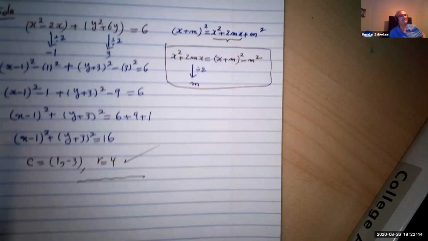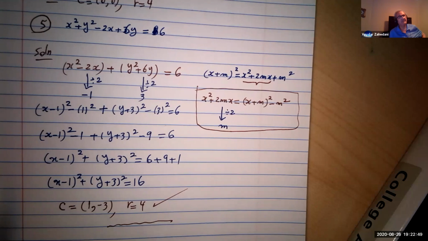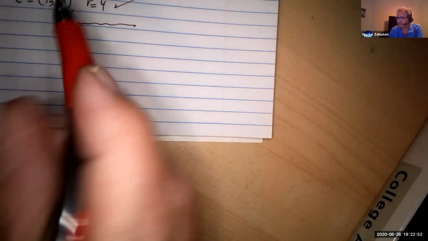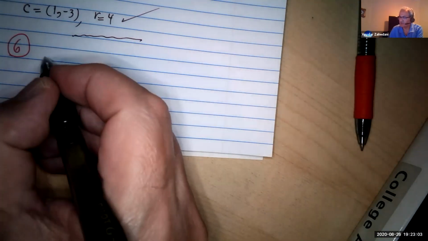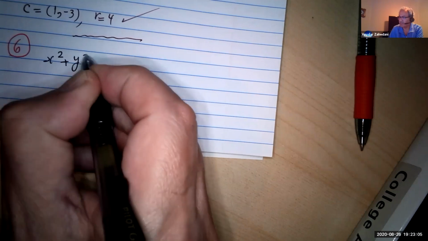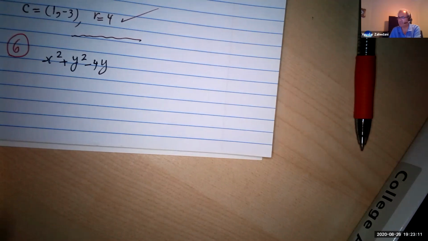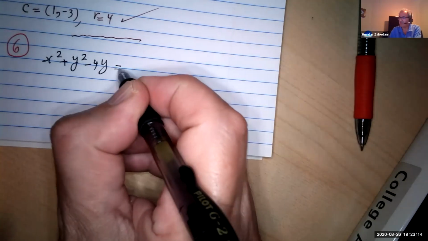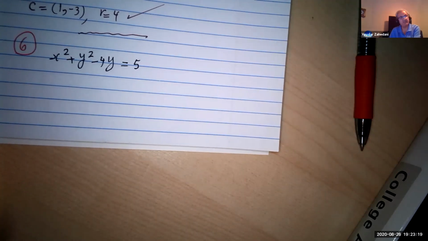I'll give you another one so that you know how we handle these. Okay, you don't have it in your book, but you do need this one. So let's give another one, number 6, for example. Suppose that the equation is this one. You'll be given x squared plus y squared minus 4y, and you have a 5 here. So this is the equation of a circle, but it's not the standard form. So we want to change it to the standard form.